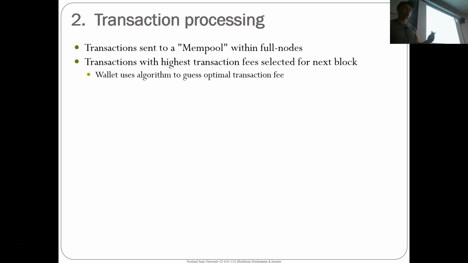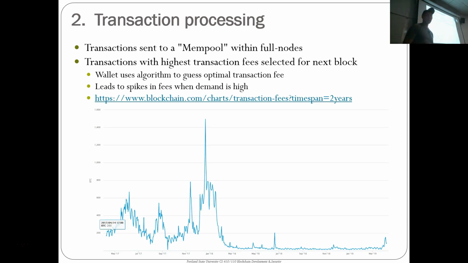And you'll see when you work with your wallet, you can raise or lower the amount of transaction fee that you want to have associated with your transaction in order to get the thing done quicker. So you'll see there's a lot of waiting around on the blockchain to get your transaction through. So if you want to not have to wait, you would just crank that thing up. Okay, but this is going to lead to spikes whenever the demand is high.